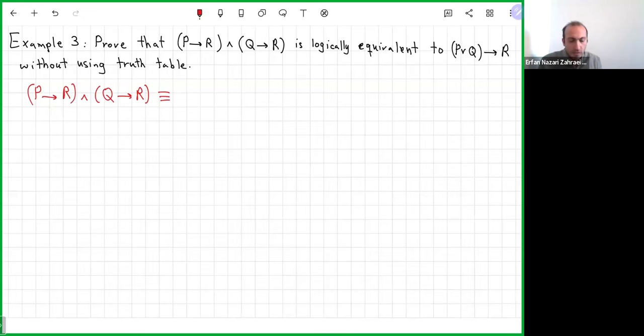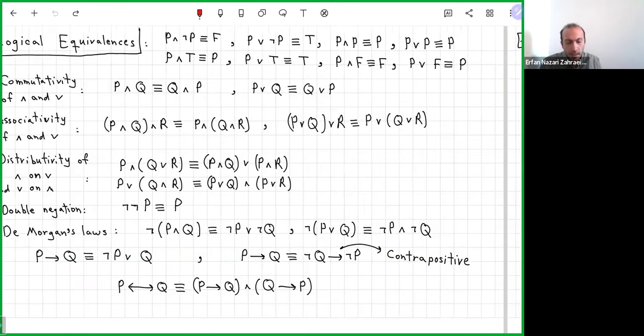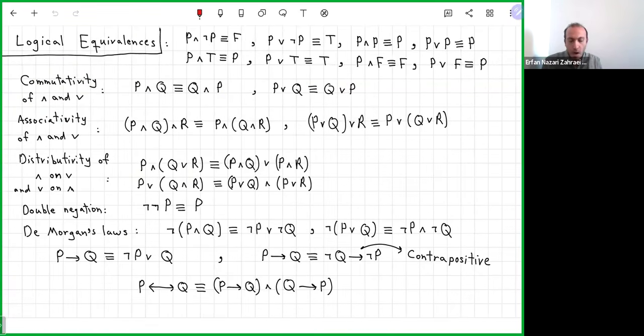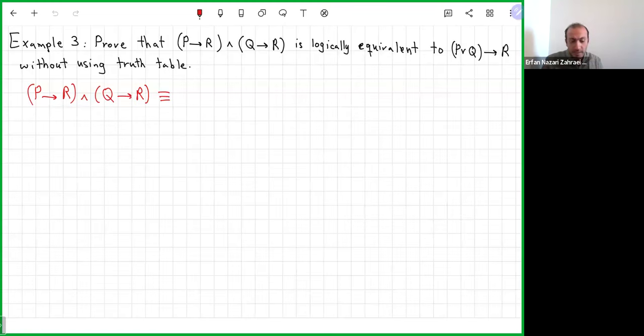This is logically equivalent to, what can I use? I can't use anything except implication. I don't have any rule here about how implication and and interact with each other. So the only thing that I can do is for these two, I use this rule.